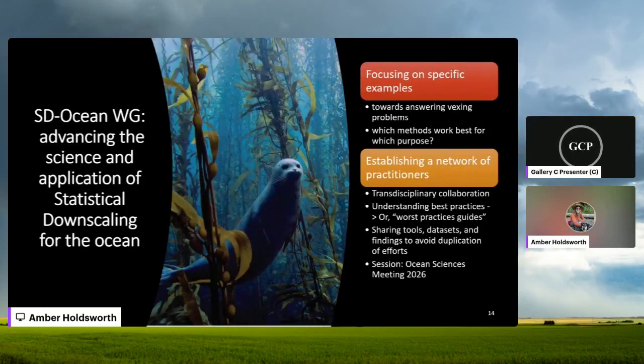And we're thinking about writing a worst practices guide. Like, maybe we can't tell you the best thing to do, but through all this effort, we can probably tell you what you shouldn't do. And we want to share tools, data sets, and findings to avoid duplication of efforts. That's a big tenet of this group: we don't want to just do this and then keep the tools for ourselves. We want to enable everyone to do this.